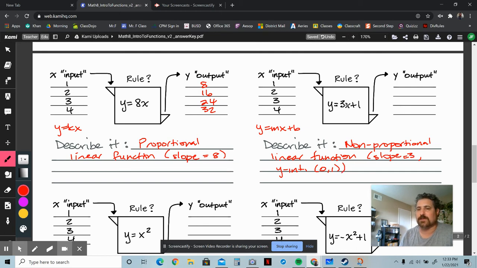1 times 3 is 3, plus 1 is 4. 2 times 3 is 6, plus 1 is 7. 3 times 3 is 9, plus 1 is 10. 4 times 3 is 12, plus 1 is 13.